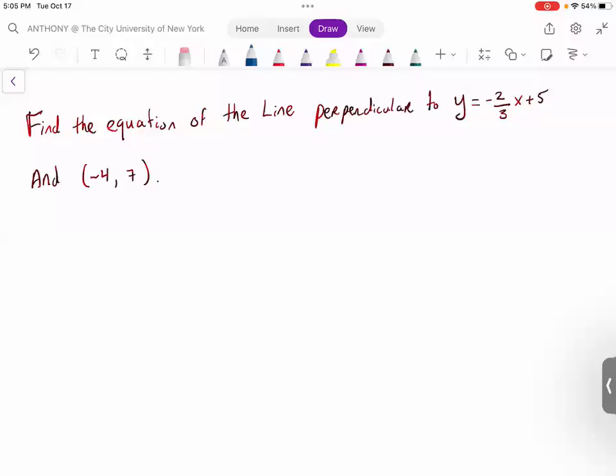Right? So find the equation of the line perpendicular to y equals negative 2/3 of x plus 5 and passing through the point (-4, 7).